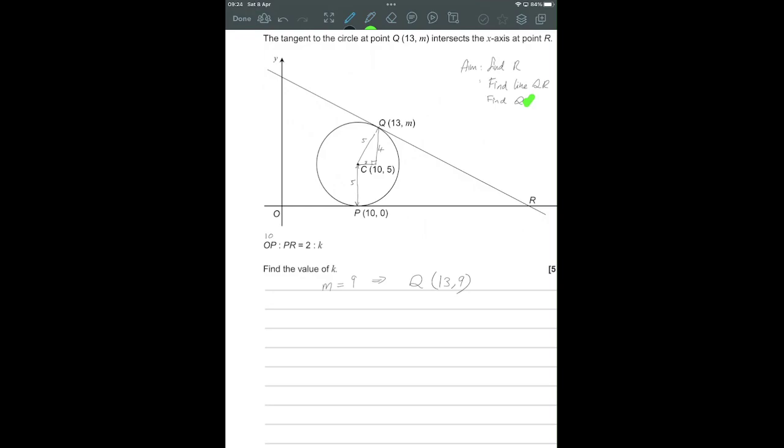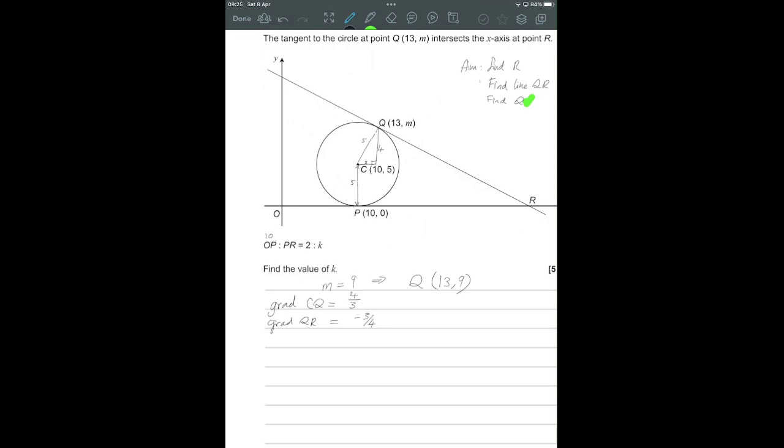Okay, well, we've done that first aim. Now we're going back up the list. We now need to find the line QR, so we need its gradient and we need a point on it. We have the point on it, 13, 9. Now we need to find the gradient. The gradient that we can work out is CQ. I already have my change in y and change in x because of that triangle, so that's change in y is 4 over change in x is 3. Well, we actually wanted the gradient of QR, which is perpendicular to that, remembering that perpendicular gradients are negative reciprocal, or negative flip it over.